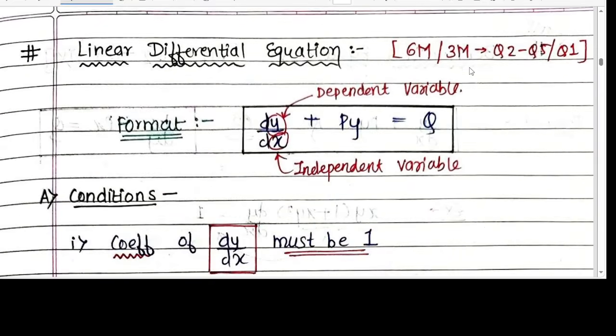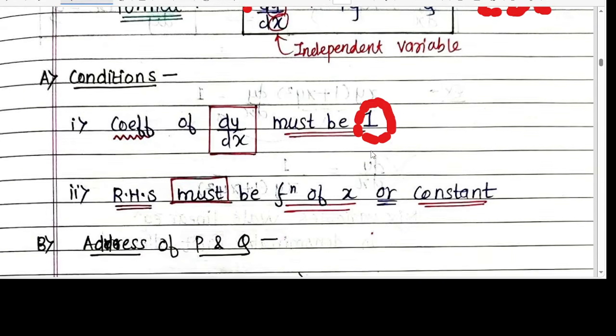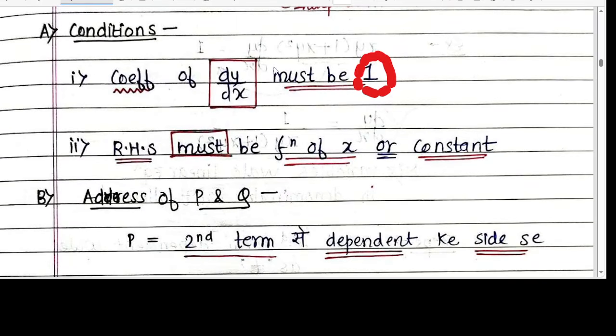Now we will move to the linear differential equation. We are going to call it LDE. When we say that the given differential equation is an LDE, it is in this form: dy/dx plus Py equal to Q. This is the structure of the LDE. The coefficient of dy/dx must be 1, remember here, and the RHS part must be a function of x or constant.